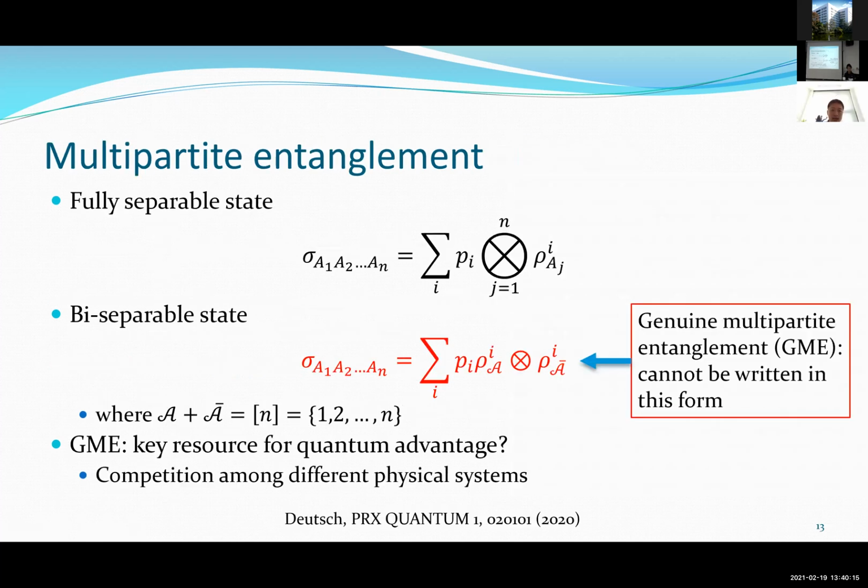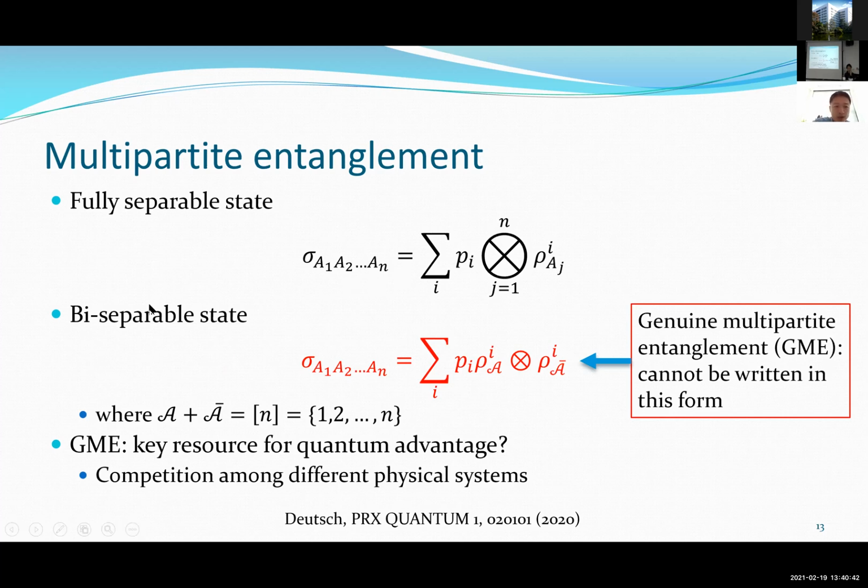Now let's go to the M-partite case. Again, let's start with the simple case, the fully separable state. A fully separable state is written in this form. Basically it's a product state, or a linear combination of product states. Here A_j is the party, j equals 1 to M. It's M parties, and they are all separable.